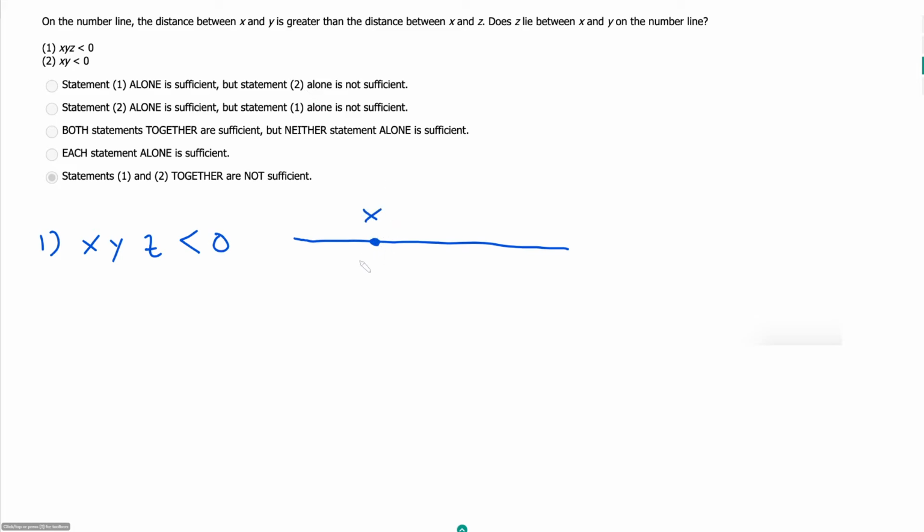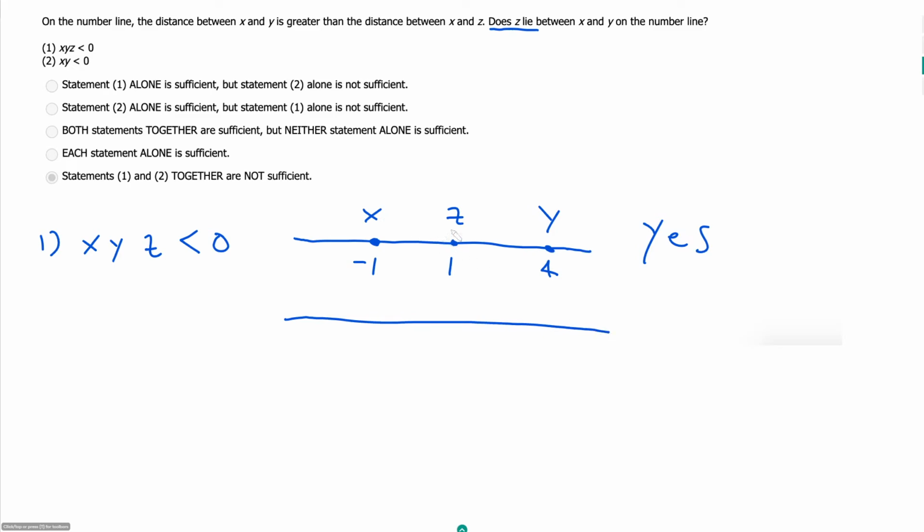So say x is over here at -1, and then I want y to be far from x, right? So I'll say y is at 4, and then z is at +1. So this works, right? Because x times y times z is less than 0, and the distance between x and y is greater than the distance between x and z. And then the last thing I have to do is answer my question. Does z lie between x and y? So here I have a yes. And so now the question becomes, can I get a no?